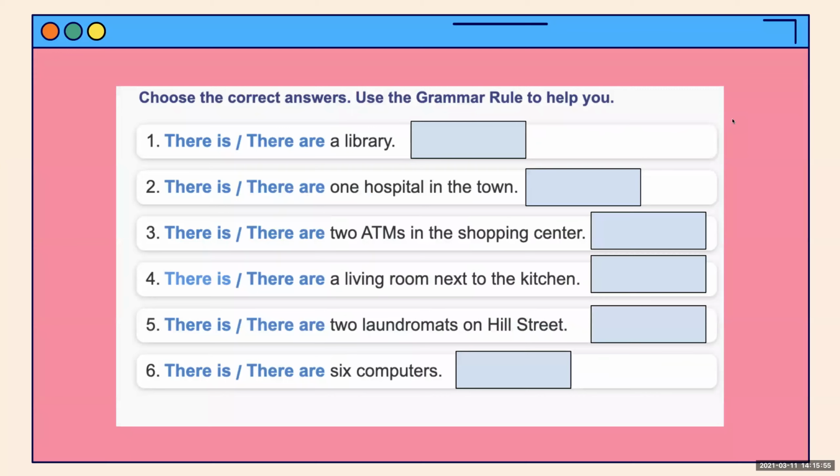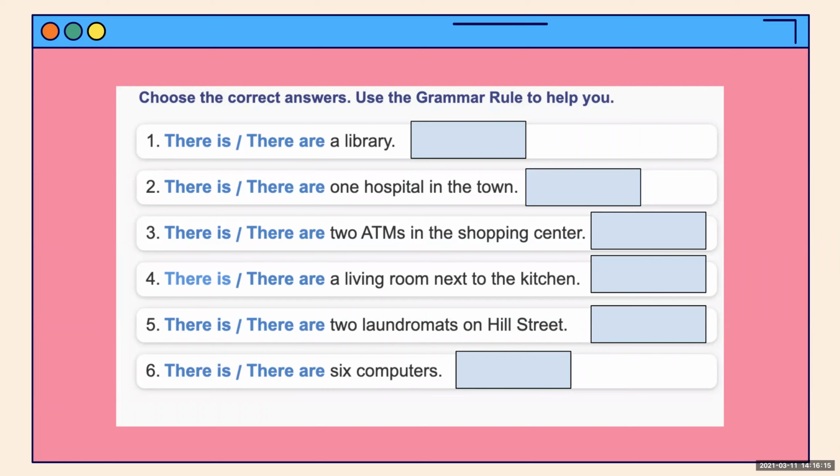Moving on to the second activity. Here it says choose the correct answers. Use the grammar rule to help you. We're still doing the words there is and there are. So I'm only going to read 1, 2, 3, 4, 5, and 6. I will not give you the answers. We'll do the answers on Tuesday when we see each other.